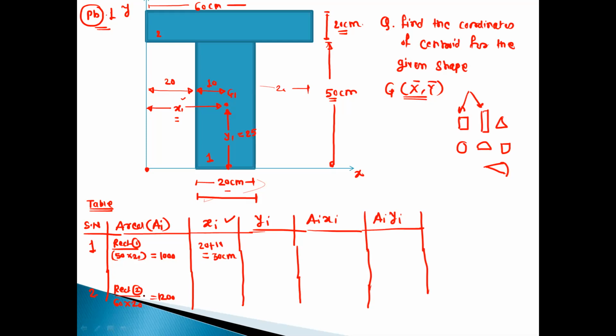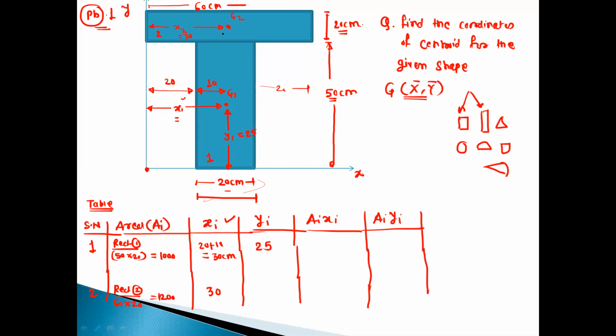Similarly for the rectangle 2. So this is the rectangle 2 and this is the centroid for the rectangle 2. So this is G2 and this is the X coordinate. So it is X2. X coordinate directly you can find out, total length is 60. So it is 60 by 2, that is equal to 30 centimeter. So this is 30 centimeter. Okay. Now refer to the Y coordinate. So for the rectangle 1, Y coordinate will be directly 50 by 2, that is equal to 25.